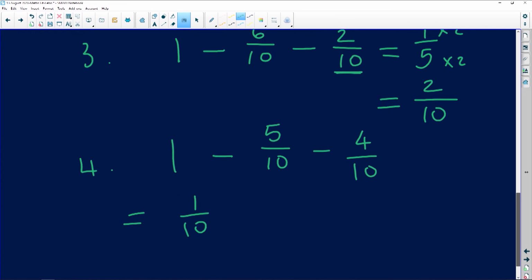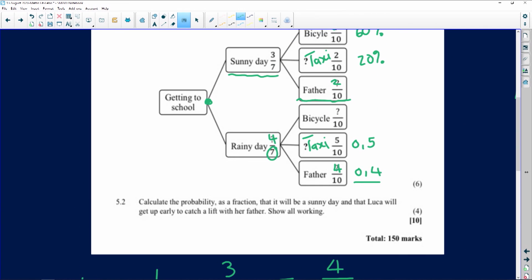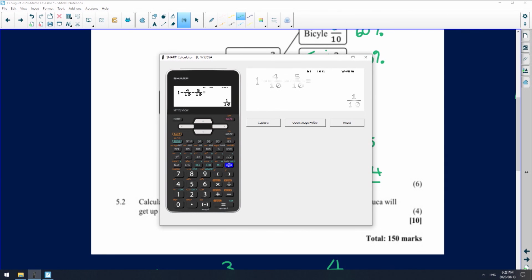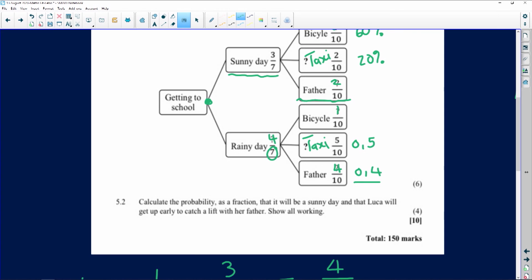So beautiful. I can go and fill that in, and that would be 1 over 10. If I wanted to make that a decimal, what do I do? I go there and I press change, and it gives me my decimal. So that then gives me 0.1. Perfect.